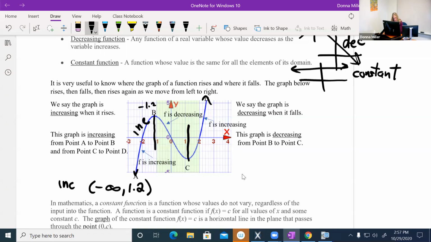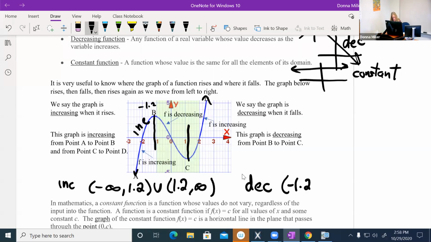And it's also increasing from C up, right? That's where it starts turning up. So C is about 1.2. So I say from 1.2 to infinity, that thing is increasing. We're talking about x. Between point B and point C, this thing is decreasing. So I'm going from negative 1.2 to 1.2. That's where it's going down.